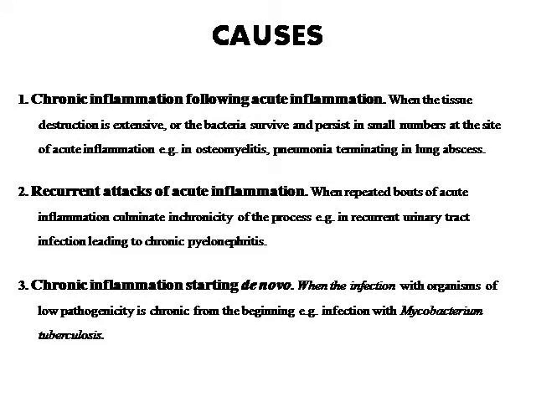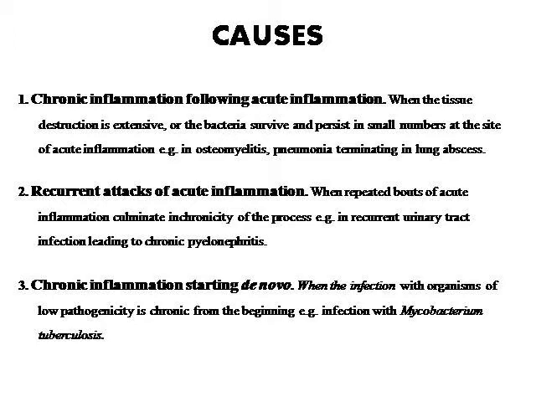As far as the causes are concerned, we have divided them into three causes of chronic inflammation. The first is chronic inflammation following acute inflammation. In the last class we saw the outcomes of acute inflammation. If the stimulus, or the cause, is not removed, then it will end up as chronic inflammation. When the tissue destruction is extensive or the bacteria survive and persist in small numbers at the site of acute inflammation, that inflammation will continue as chronic inflammation. For example, osteomyelitis, or pneumonia terminating in lung abscesses.